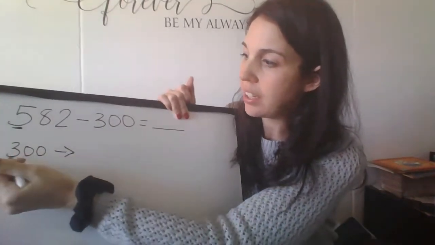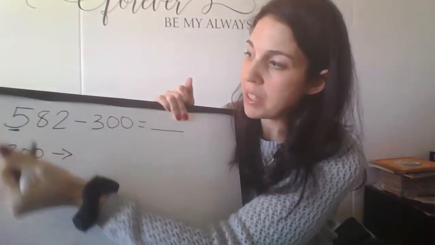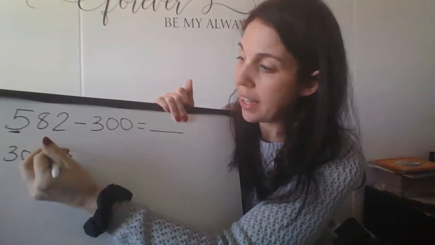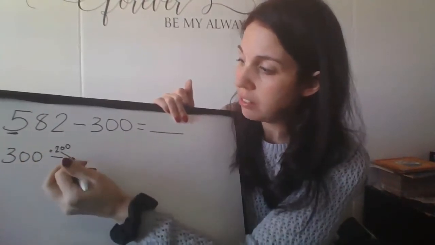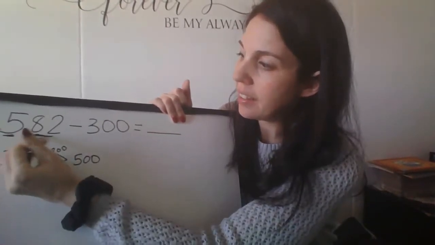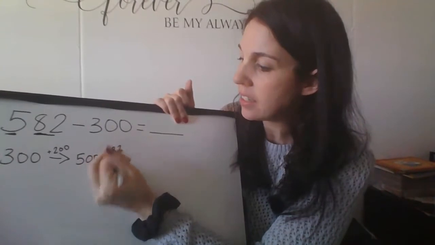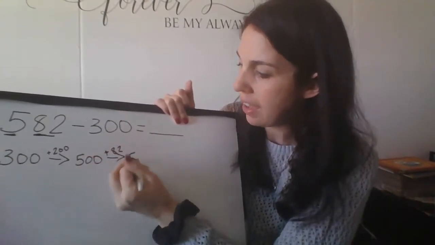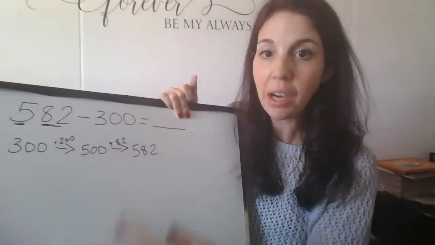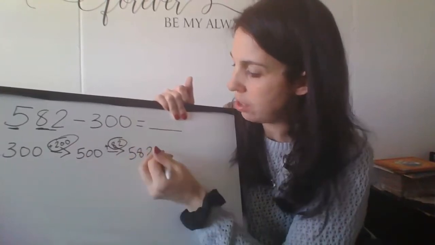So 300, I'm going to go up. I want to get to 500. I know 3 plus 2 equals 5. So I'm going to say plus 200. That's going to give me 500. And now I want to get 82. So I'm going to say plus 82. Now we're at 582. And then I'm going to look and see how much did I go up? 282.